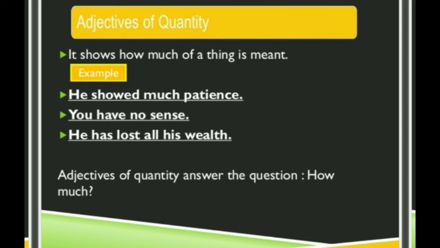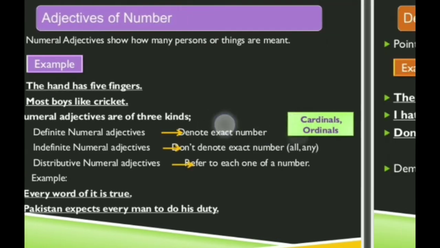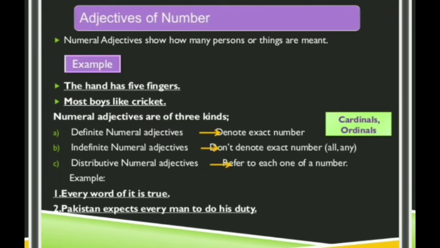Now, adjective of number, very simple. You can see from the name, adjective of number means something related to number. Numerical adjectives show how many persons or things are meant. How many? If I say thirty children were there in the class, the adjective of number will be thirty, obviously.